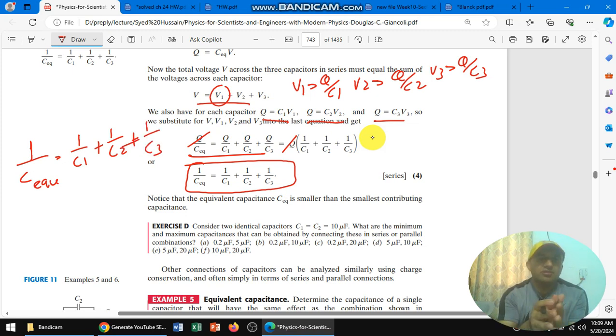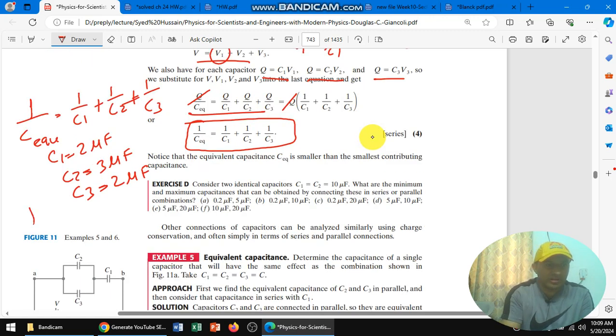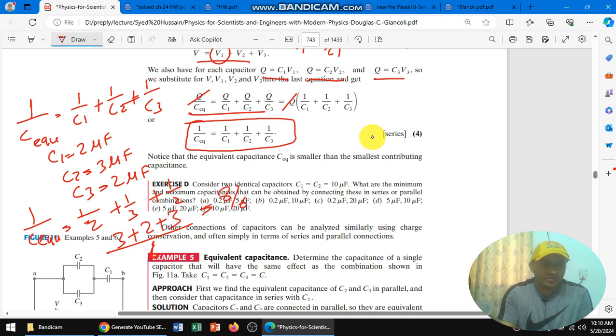If we know the values of capacitance C1, C2, C3, we can find the total capacitance by using this formula. For example, if C1 is 2 microfarad, C2 is 3 microfarad, and C3 is again 2 microfarad, we can find the total capacitance. 1 over C equivalent is equal to 1 over 2 plus 1 over 3 plus 1 over 2. We just solve with the LCM 6: 3 plus 2 plus 3 gives 8 over 6. So 1 over C equivalent is equal to 8 over 6, and C equivalent is 6 over 8 microfarad.